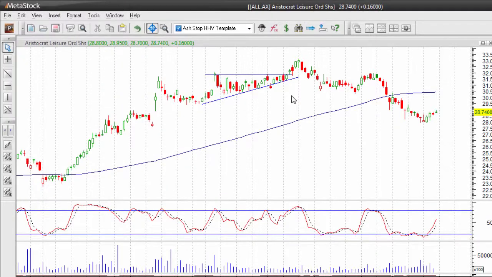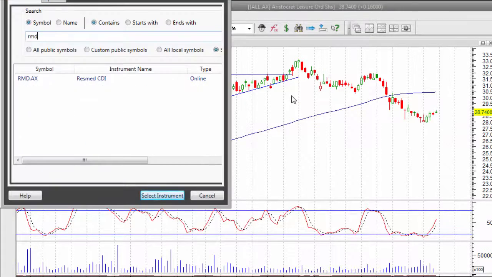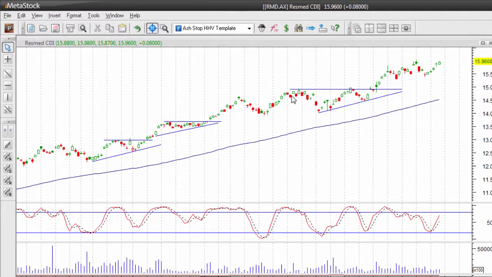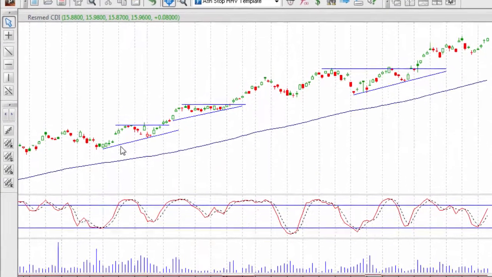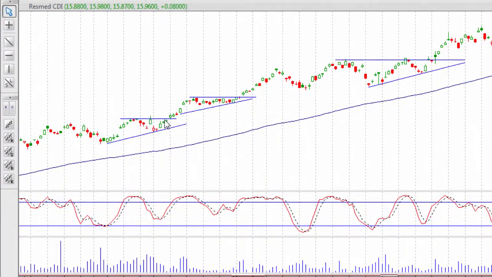Let's have a look at ResMed as an example. Okay, there's a couple of ascending triangles through here because it's going to happen in a beautiful uptrending stock like ResMed, which has continued to trade higher. So a couple of ascending triangle breakouts through here. Once again, the lows are getting higher, common resistance point, and then it breaks out.